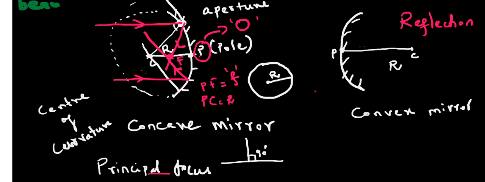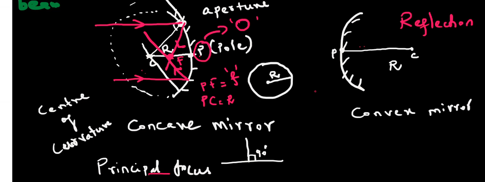Next, we have seen that the law of reflection is equally applicable for curved surfaces as well. We have learned that the angle of incidence is equal to the angle of reflection, and that the reflected ray, the incident ray, and the normal at the point of incidence all lie in the same plane. This is what we have learned.